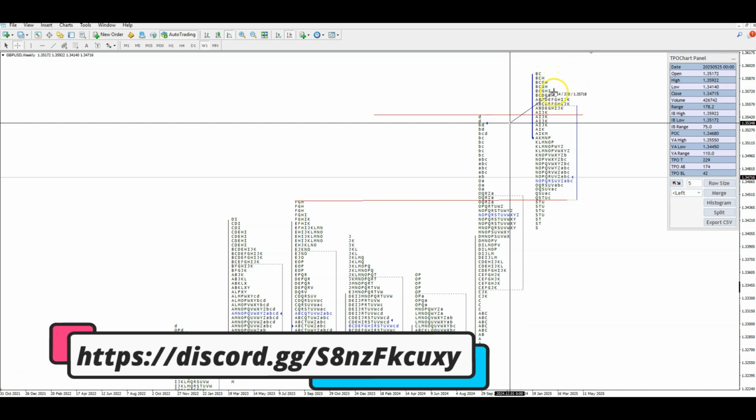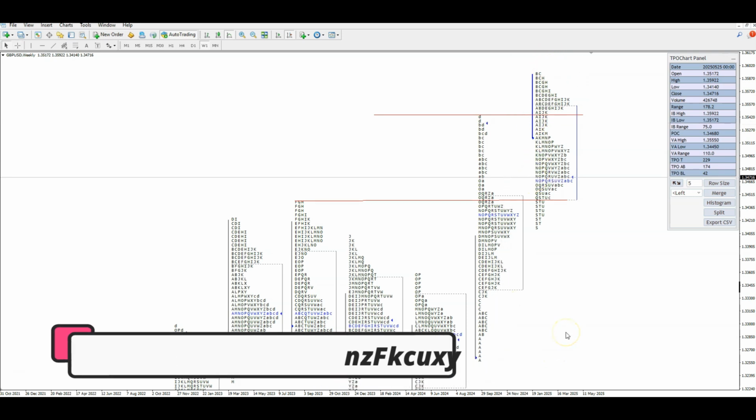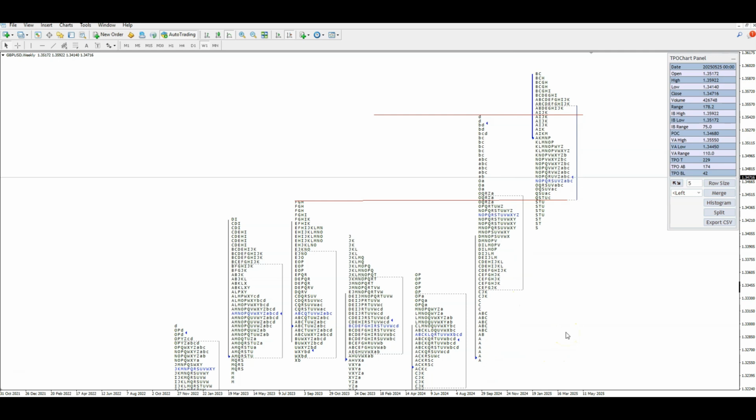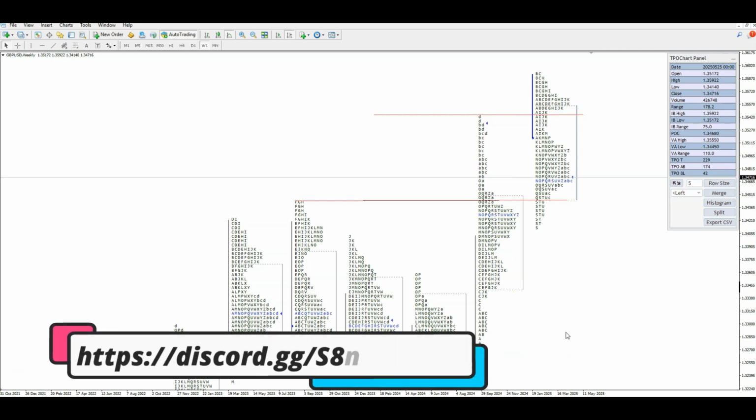But I'm going to get more of these, right? So I'm going to get long here and put a stop loss down here. It would sound like wisdom until that shit blows up in your face. And that's what's going on.